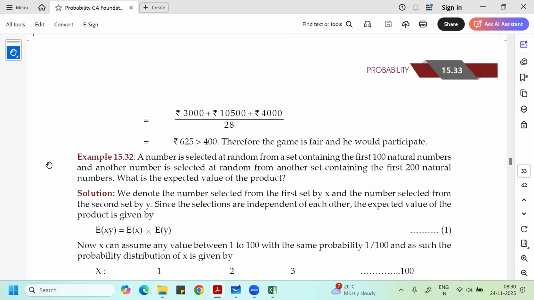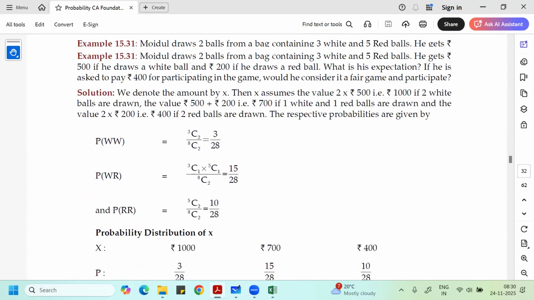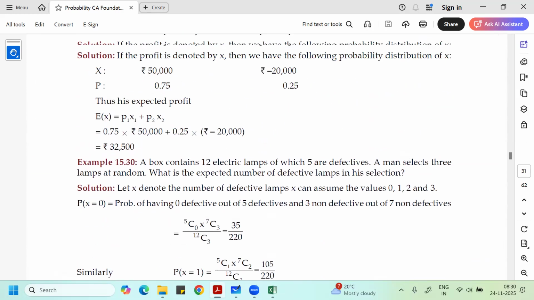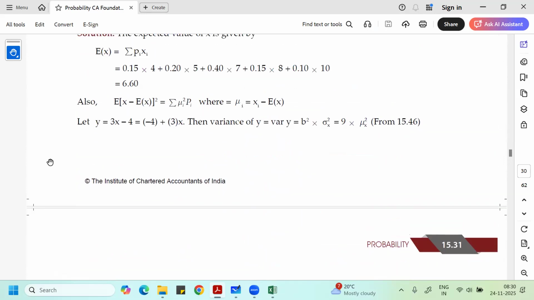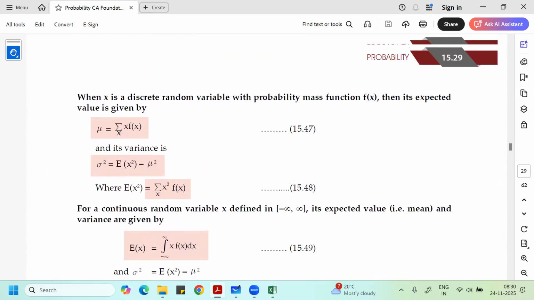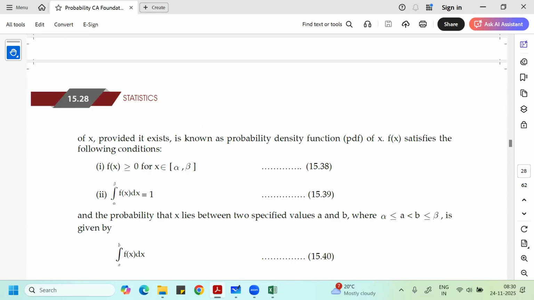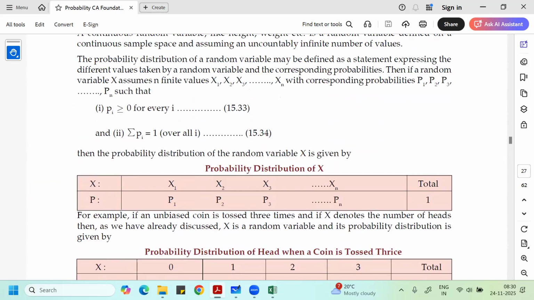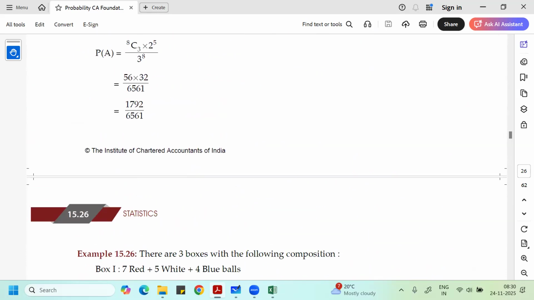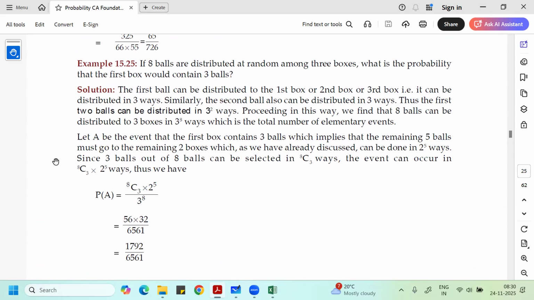So one ball you can put in any of the three boxes. In how many ways can I put one ball in a box? That is three ways. Like this, the second ball, in how many ways can I put it? Three ways. Third ball, three ways. Fourth ball, three ways. So like this, eight balls, in how many ways can I put them? I can put them in 3 into 8, 3 to the power 8 ways.